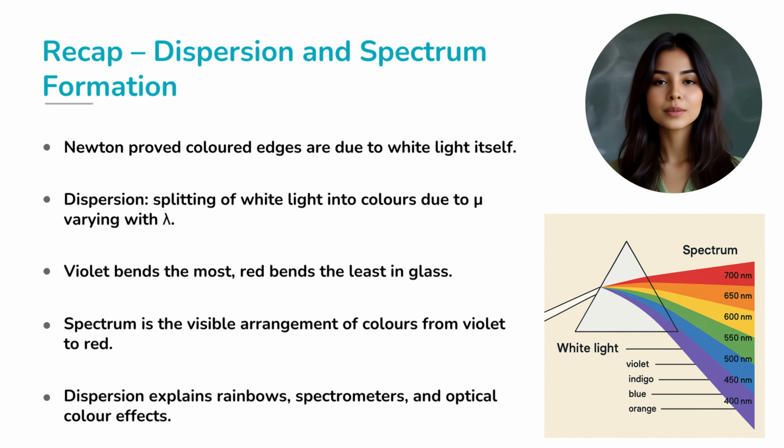Let's wrap this up. Newton proved that the colored edges he observed were not lens defects but the true nature of white light. Dispersion is the splitting of white light into its colors because refractive index depends on wavelength. Violet bends the most, red bends the least, and this produces the beautiful spectrum we see in prisms, rainbows, and spectrometers.